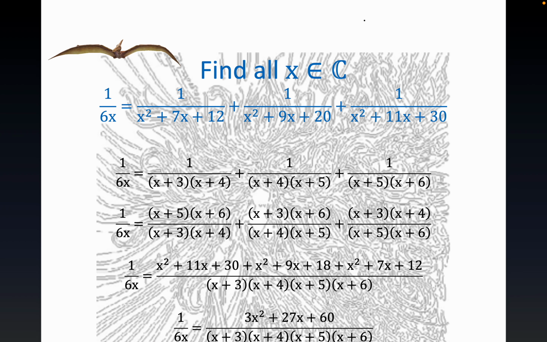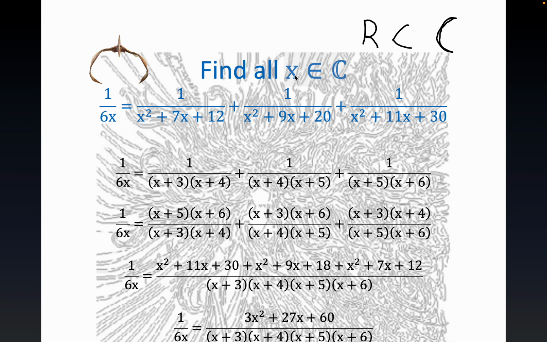Now we're looking for any x from any number system. Remember, the complex numbers is the all-encompassing number system. The real numbers are a subset of the complex numbers. So C stands for the complex numbers. Numbers are in the form a plus bi, where you have an imaginary part. Now a real number is a complex number with just a zero imaginary part. So the real numbers are a subset of the complex numbers. So this is our way to just find all x.